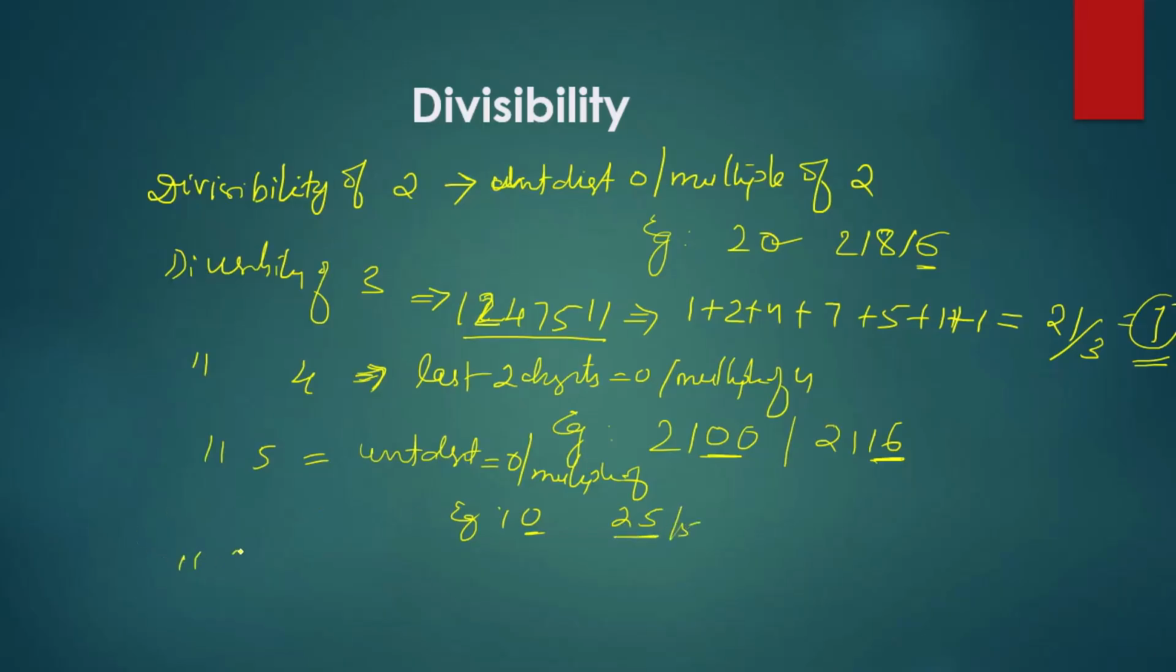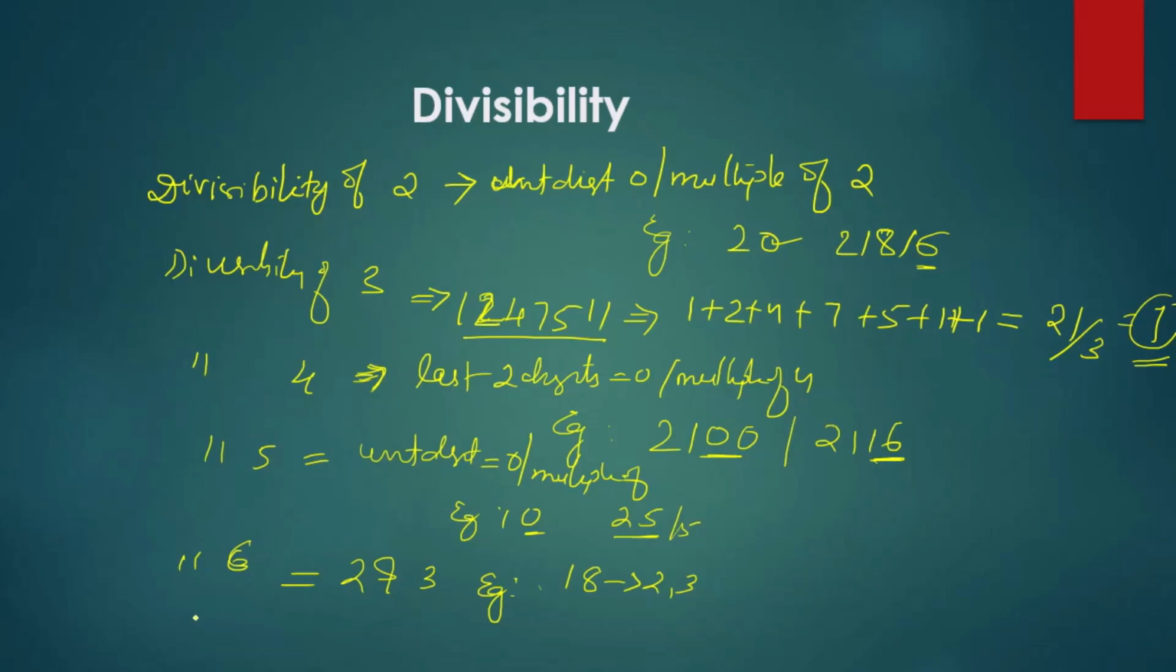Divisibility of 6. If the number is divisible by 2 and also divisible by 3, then the whole number is also divisible by 6. It must be divisible by both 2 and 3. For example, 18. The number is divisible by 2 and 3, so the whole number is divisible by 6.